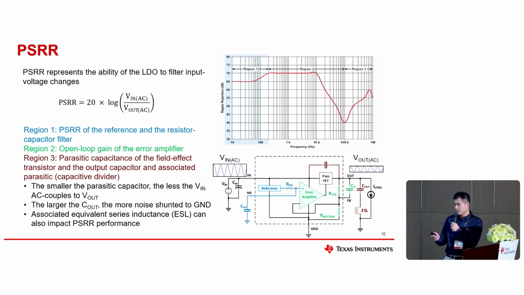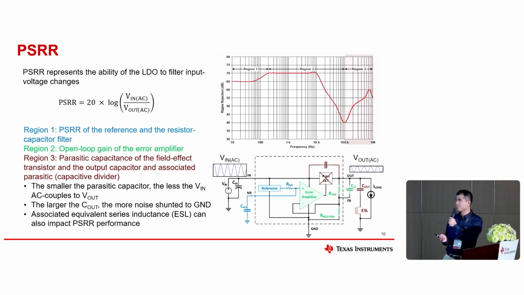From 200 Hertz to 100 kilohertz, we need to care about the internal error amplifier open loop gain. It will influence a lot. At very high frequency, above about 200 kilohertz, the parasitic capacitance will affect a lot.